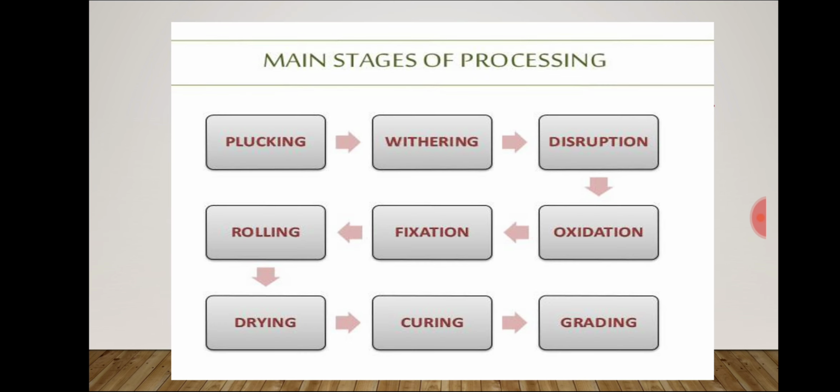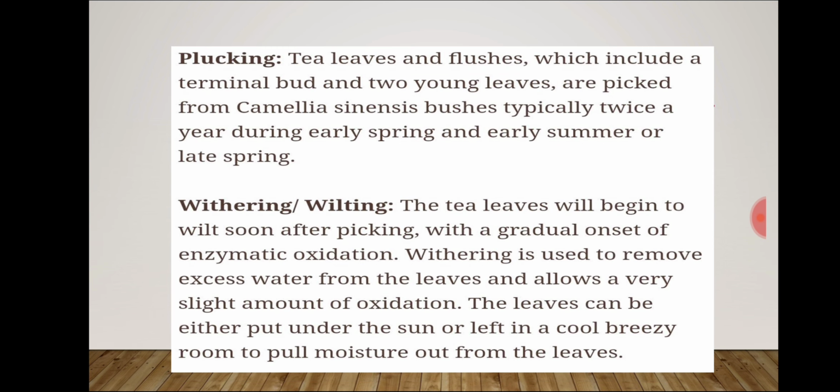Main stages of the processing. First is the plucking, withering, distribution, disruption, oxidation, fixation, rolling, drying, curing, and grading. Plucking. The tea leaves and flushes, which include a terminal bud and two young leaves, are picked from the Camellia sinensis bushes typically twice a year during early spring and early summer or late spring.